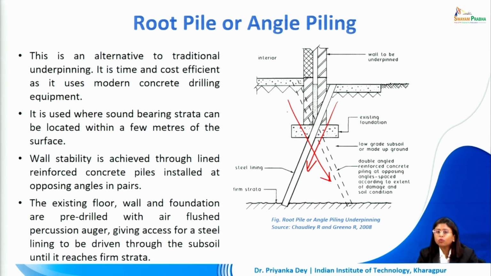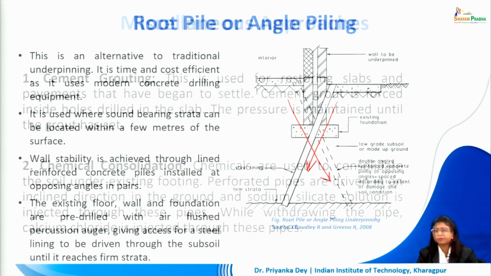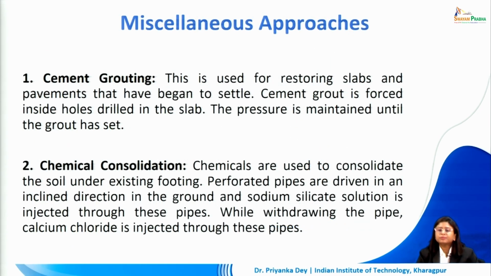The existing floor, wall and foundation are pre-drilled with an air-flushed percussion auger, giving access for a steel lining to be driven through the subsoil until it reaches the strata that is needed for support. Now this covers the various types of underpinning that are used for load transfer.